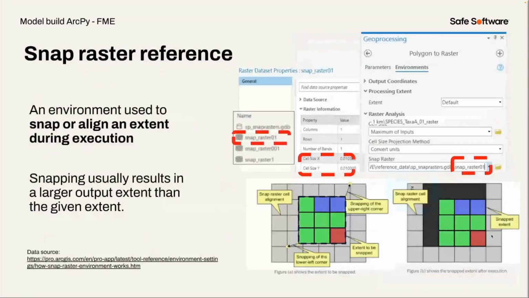A little bit more about raster grid referencing here. The idea being that it snaps or aligns the extent, so you get a consistent raster grid each time you use this, and that is important when you're dealing with as many species and information quantity here.